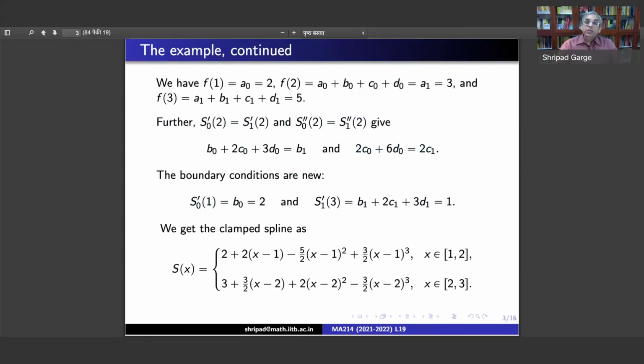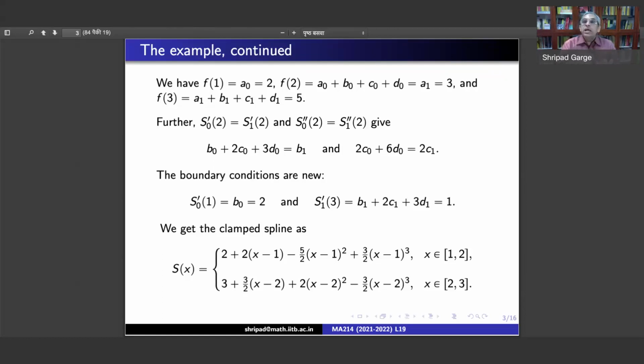This is the clamped spline given by two cubic polynomials for the intervals 1 comma 2 and 2 comma 3 respectively. So this is also something that we have been able to do. Earlier we had computed the natural spline, where we said that the number of equations agreed with the number of constants to be determined, and then we alluded to a linear algebra proof which we did not cover, which would guarantee the existence of the natural spline.